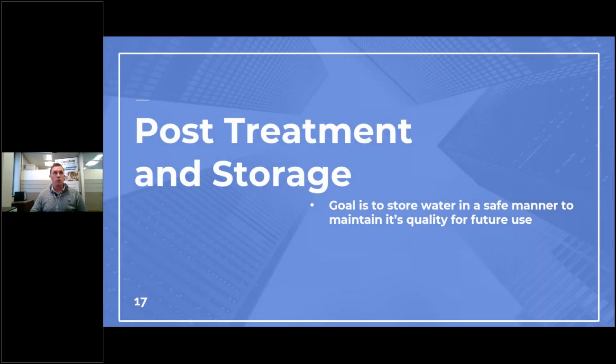So now we'll get into post-treatment and storage. The goal of everything that we're trying to do here is, we spent all this time and money and effort pre-treating the water, running the RO. Now we want to make sure that the production water we got, that low TDS water, is stored in a manner that we can use it in that form, because ROs typically have a very slow output. So you may have to store it so that the RO can continuously run, and then you use the water intermittently.